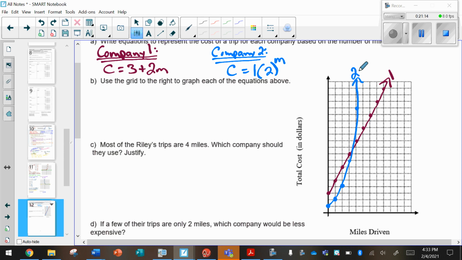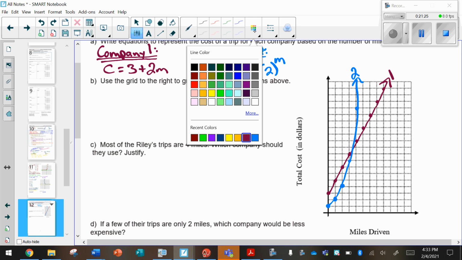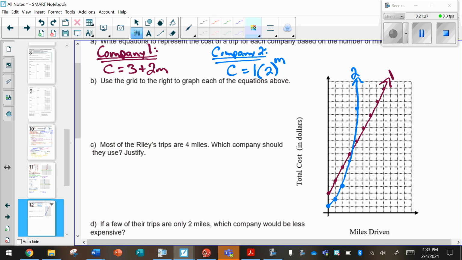Part C here says most of Riley's trips are 4 miles. Which company should they use if they're only going to drive 4 miles? So here's what we're going to do. We're going to take our equations, do a little bit of algebra work, and figure out which one's a better deal.